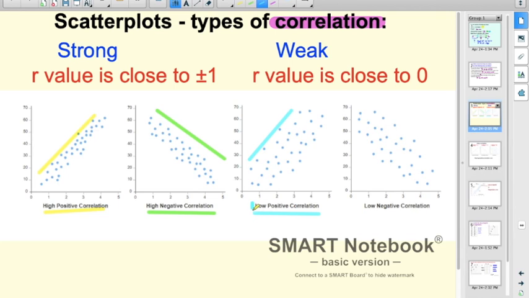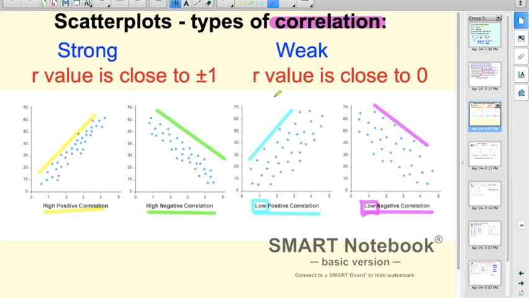But it's also low because the dots are not close together. They're spread out. So it's not a high correlation. And then lastly, we have a low negative correlation. From left to right, we're going down. Therefore, it's negative, and it's also low because the dots are not close together.